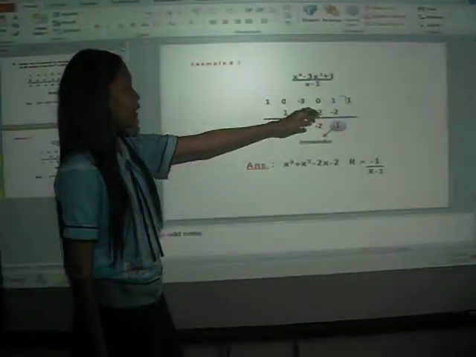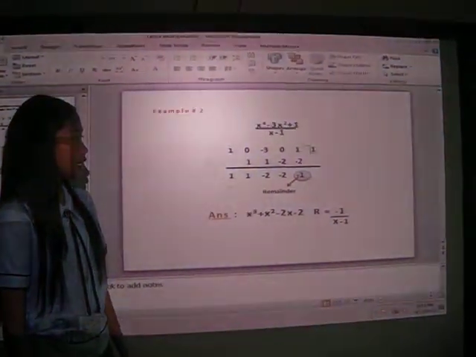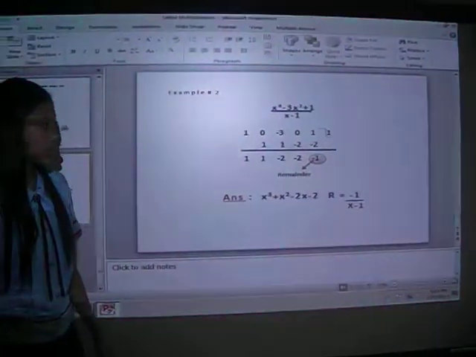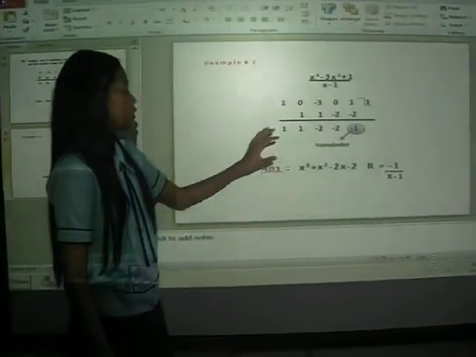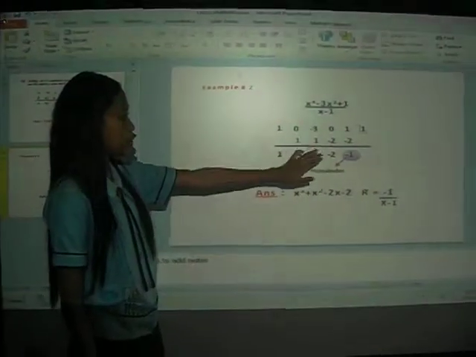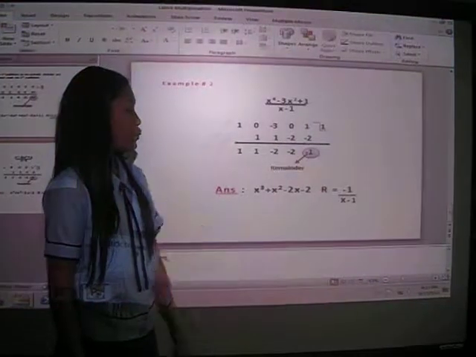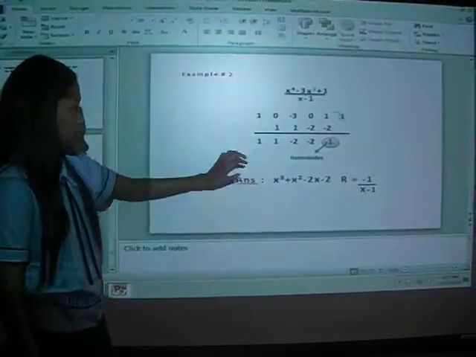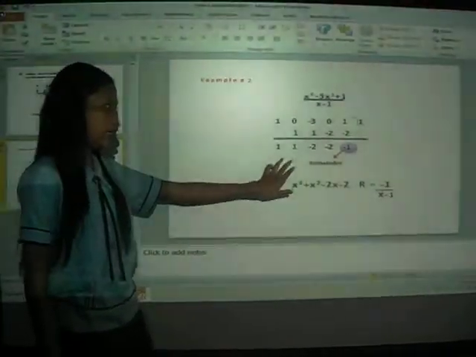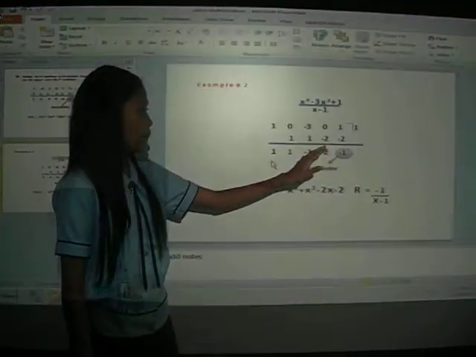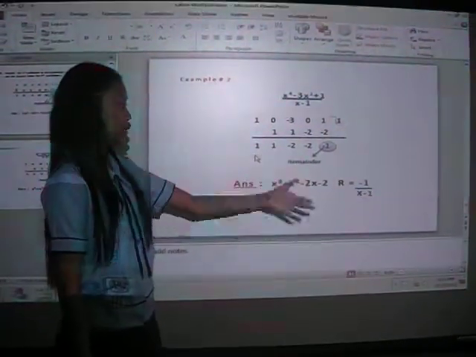x raised to 4 minus 3x squared plus 1 over x minus 1. Again, we need to apply the first step, bring down all the coefficient numbers. So our coefficients are 1, 0, negative 3, 0, 1, and our divisor is positive 1. So we need to bring down the first coefficient, that is 1. 1 multiplied by 1 is 1, and so on and so on.